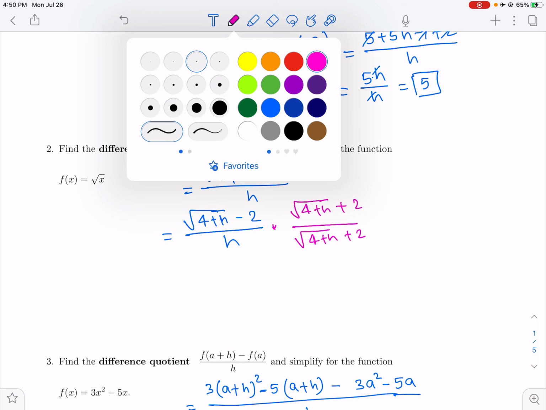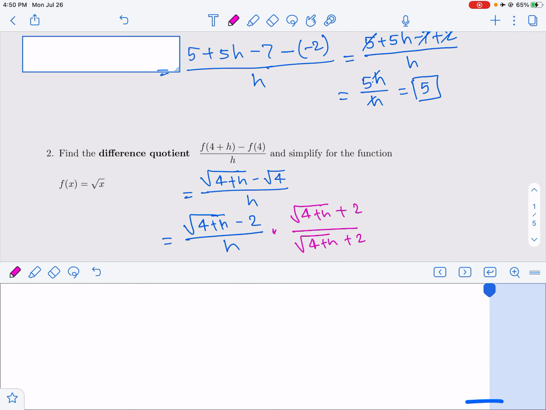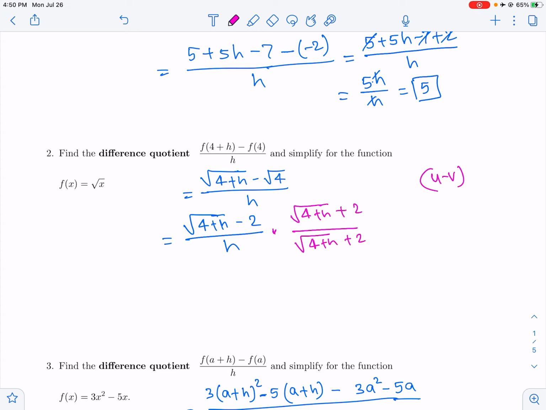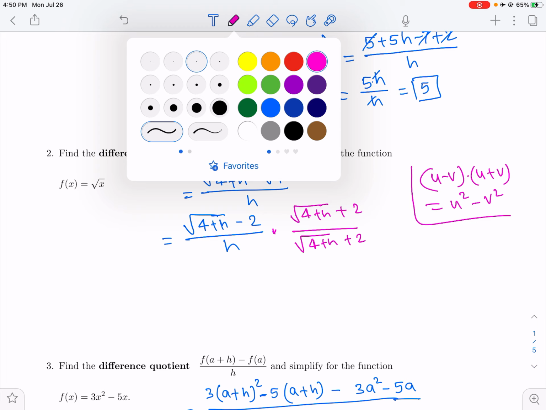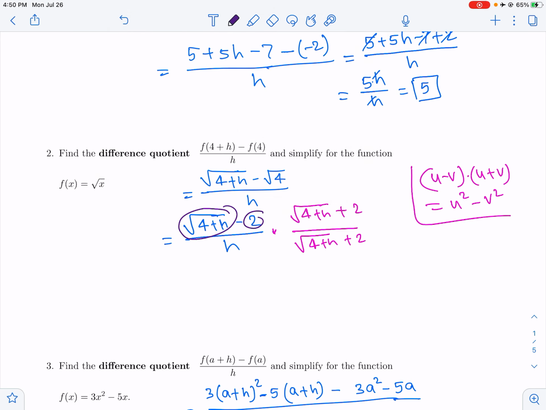And we know that when we multiply, let's say, u minus v with u plus v, FOIL, then the middle two terms cancel. At the end of the day, it will be u squared minus v squared. Here when we multiply the tops, we can think like (u minus v)(u plus v). So whenever we multiply by a conjugate, if it is u minus v, we multiply by u plus v. That way we can get the u squared minus v squared situation.